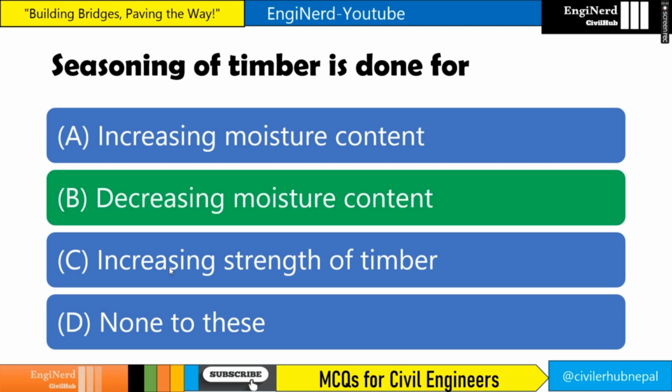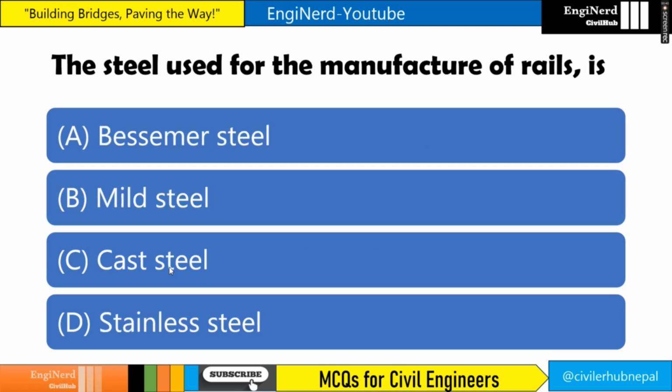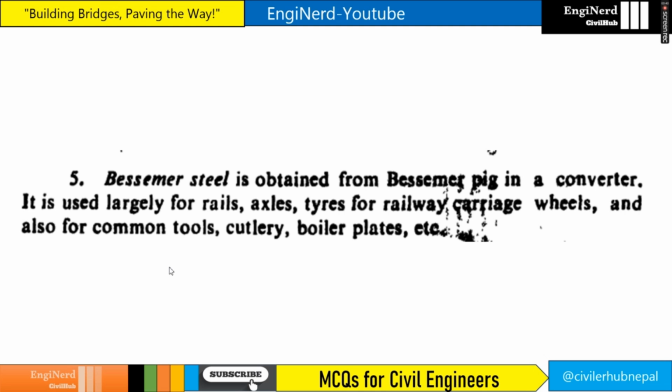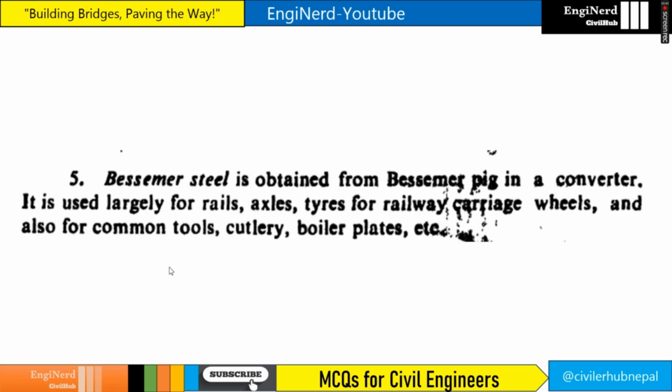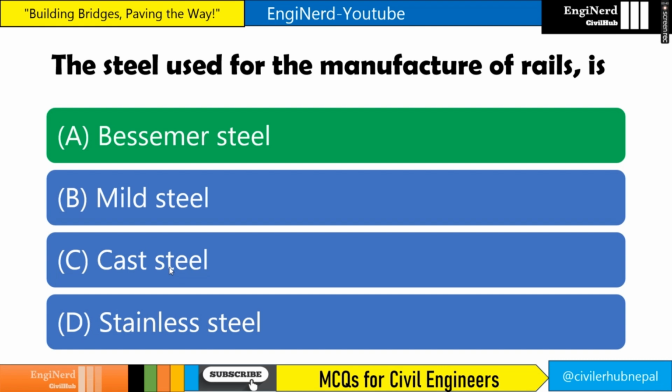Option number B. The steel used for the manufacture of rails is Bessemer steel, right? If you see in the Bessemer steel, you can find the tires for railway carriage wheels. It is used largely for rails, right? So answer is Bessemer steel.